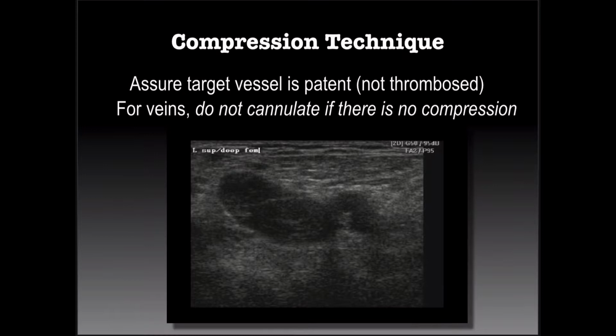So this is the superficial and deep femoral artery. This is the common femoral vein and the saphenous vein. And you can see we're pushing so hard, we're compressing the arteries, but the vein is not collapsing. That means that there's something in this vein. In this case, this is a DVT, or a deep venous thrombosis. So you wouldn't want to use that for vascular access.